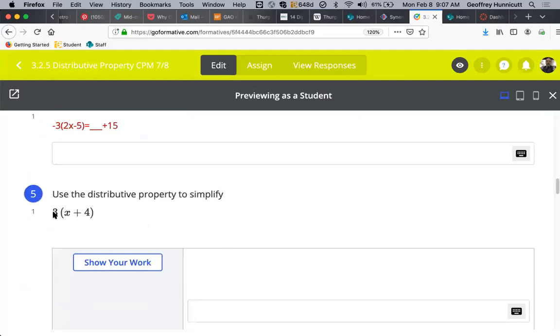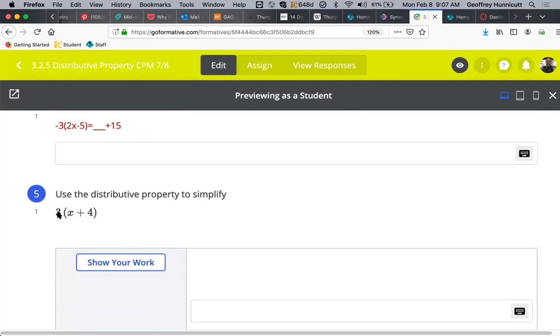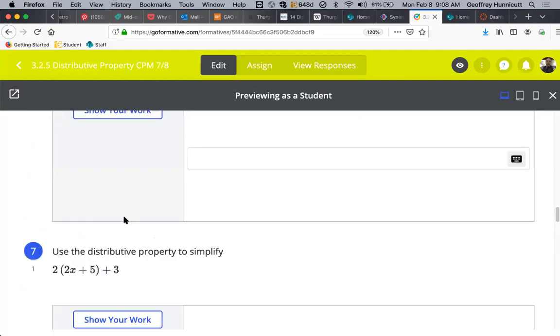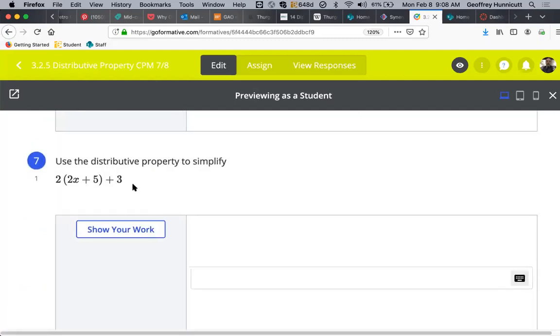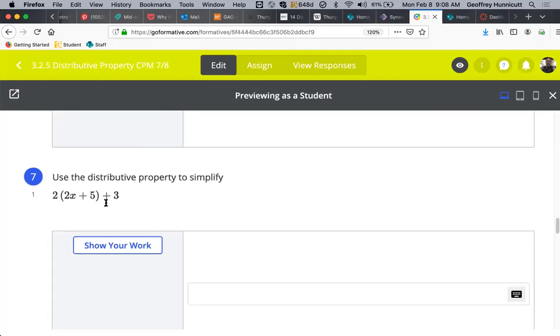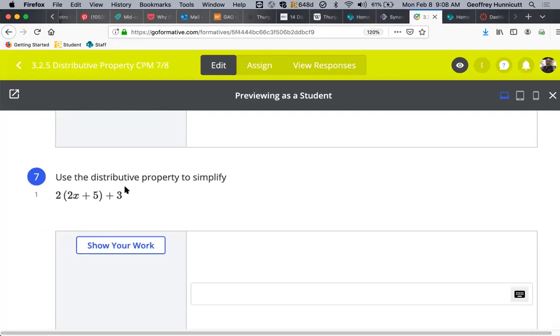So then you're going to distribute the 3 to each term. You're going to do 3 times x here and then 3 times 4 here. I want you guys to do all of these. Now be careful here on number 7. On number 7, the 3 is not part of the distribution. The 3 gets added in after you do the distribution.